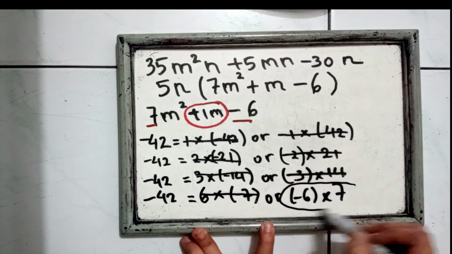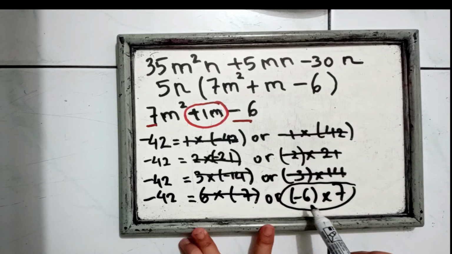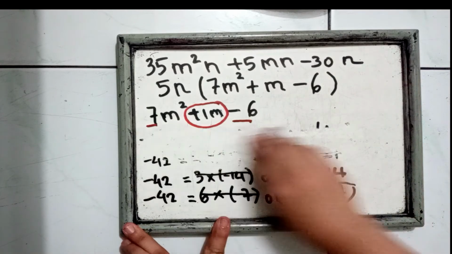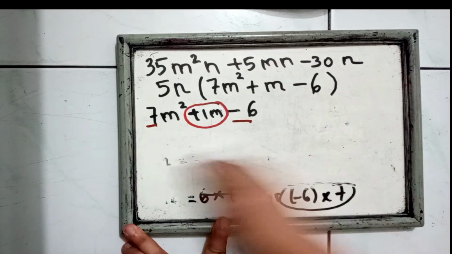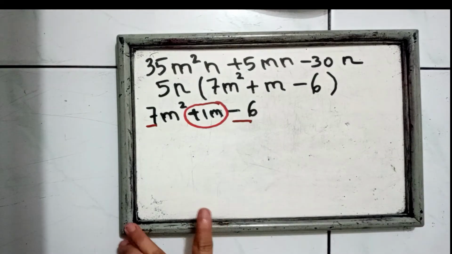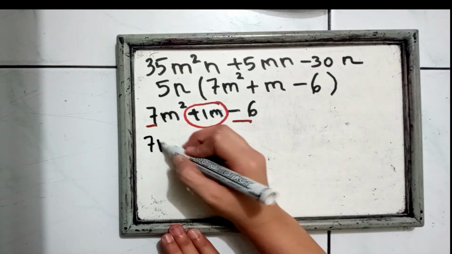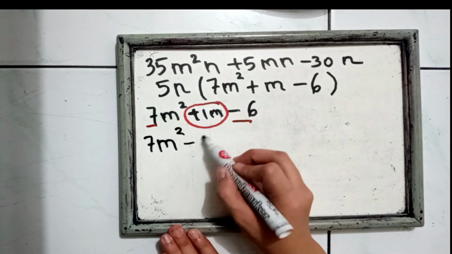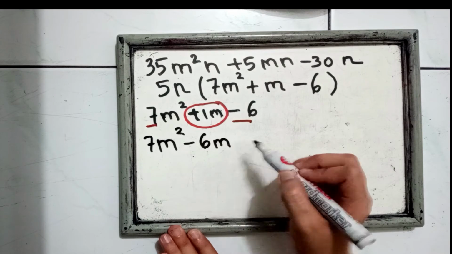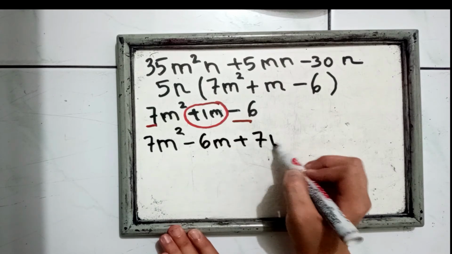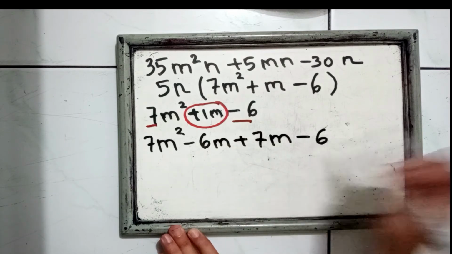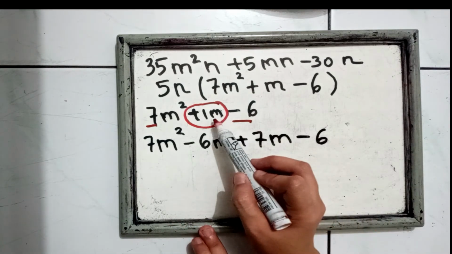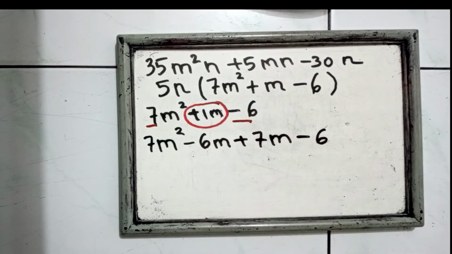Yeah, so we choose, remember, we choose negative 6 and 7. Remember that. Yeah, I will erase this. So we will choose negative 6 and 7. So let's try it. 7m squared, just a negative 6m plus 7m minus 6. Try it. Negative 6m plus 7m, it's 1m or m. So we do not change anything.